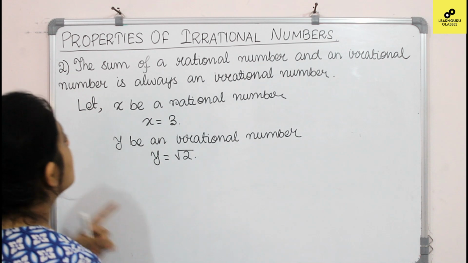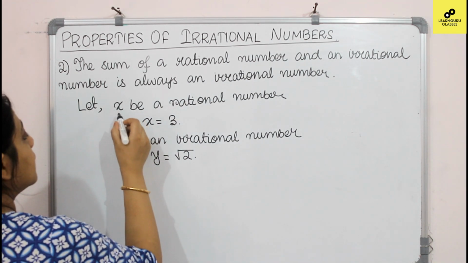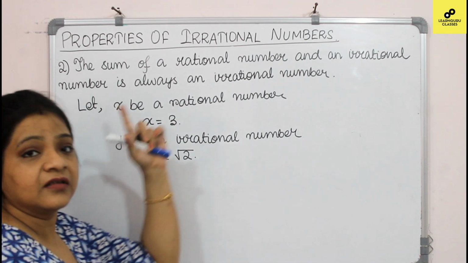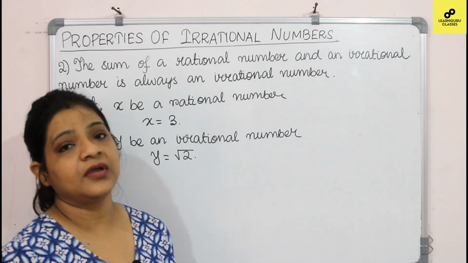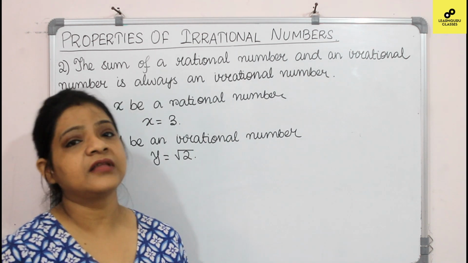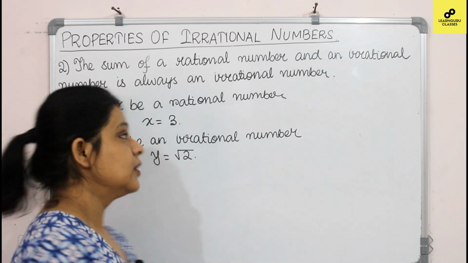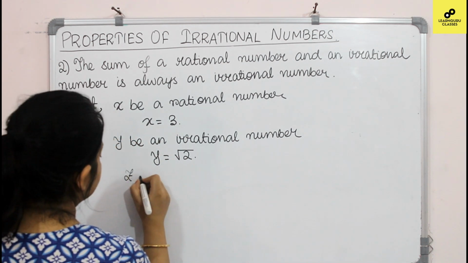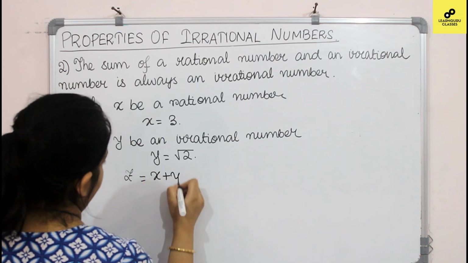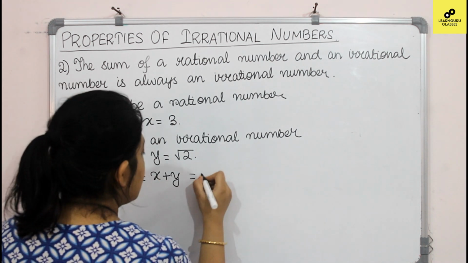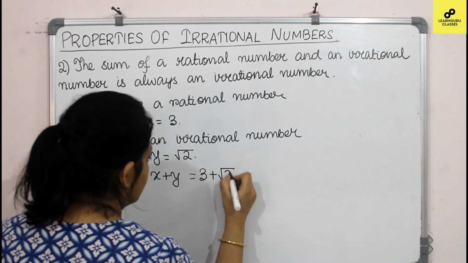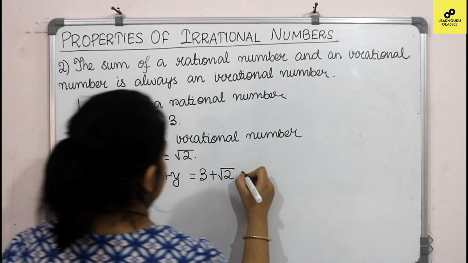Okay, so now if you add these two numbers, a rational number and an irrational number, the result that you get should be an irrational number. That is z equal to x plus y. So 3 plus root 2 is an irrational number.